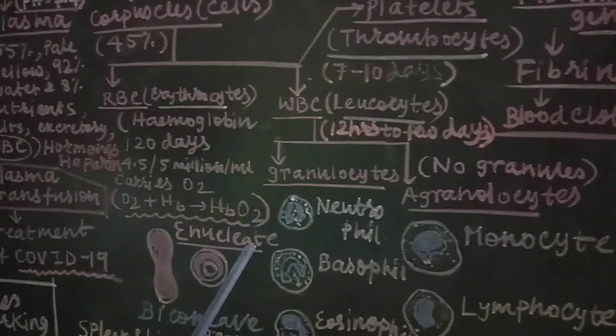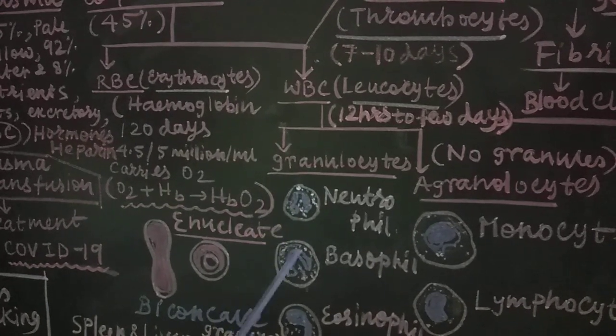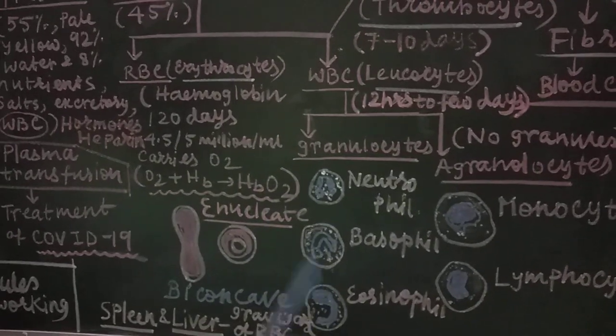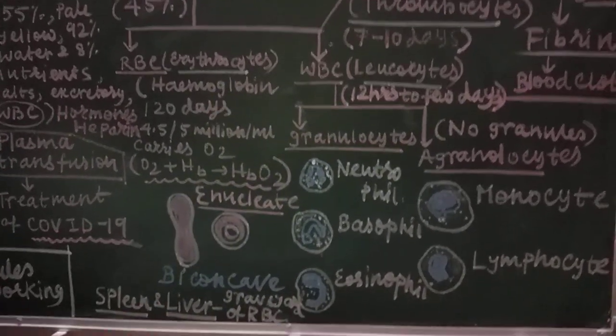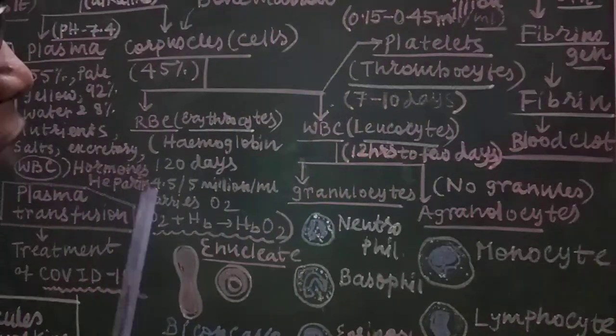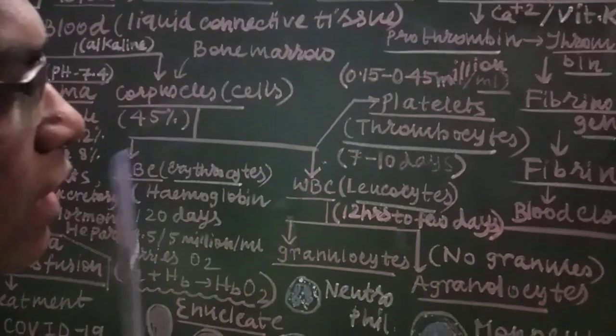Granulocytes are of three types. The nucleus is lobed, and they have granules in their cells. There are three types: neutrophil, basophil and eosinophil. These are the three granulocytes. Their main function is to give immunity to our body. Then platelets, this is the third type of blood cells in our body.